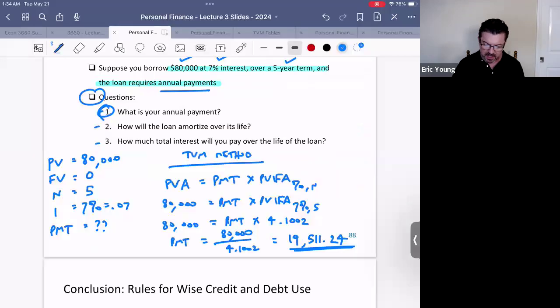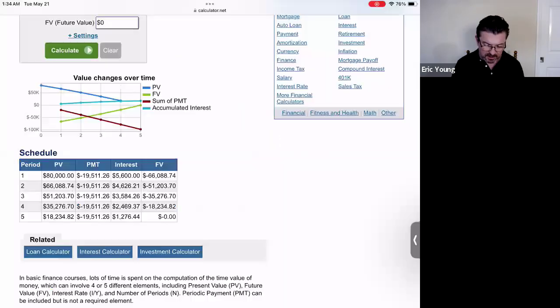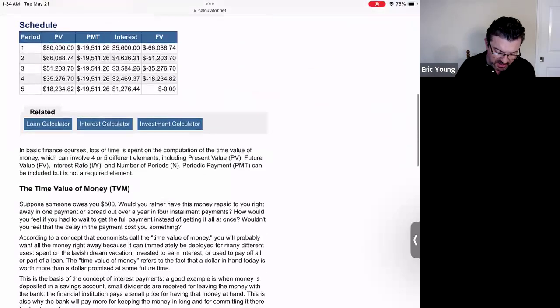Off by some rounding errors. We're just going to say 19,511. Easy. So that's our payment. Now, notice over here on the TVM table, I think it does this. Look, it also gives us the amortization table. If you look here under schedule, you see that the third column is PMT. We're making the exact same payment every year, 19,511.26.